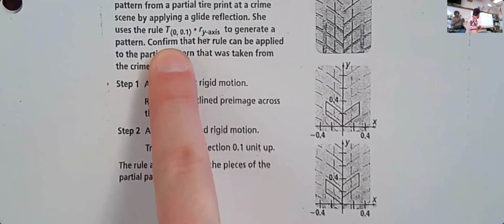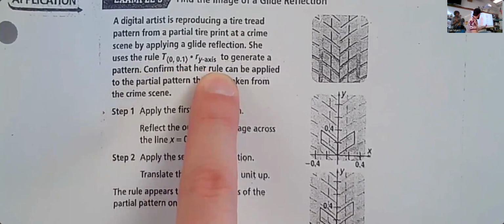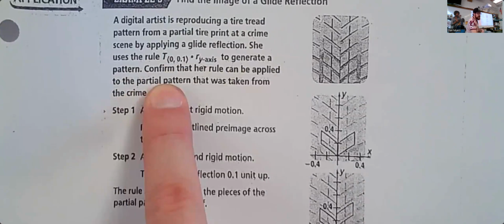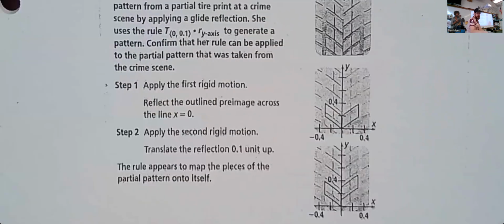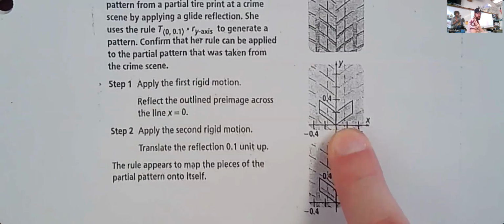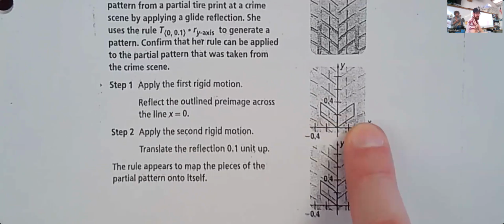So it says, she uses the rule of a translation of up 0.1 units. We're not going left or right at all. So it's going up 0.1 units and it's a reflection across the y-axis in order to generate a pattern. Confirm that her rule can be applied to the partial pattern that was taken from the crime scene. So here's the partial pattern here. And so she's applying a reflection across the y-axis.